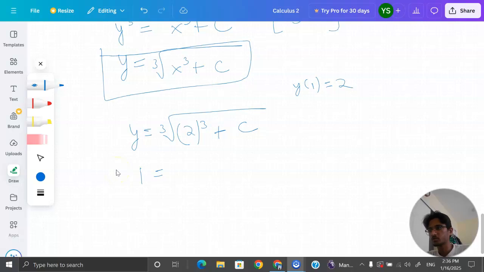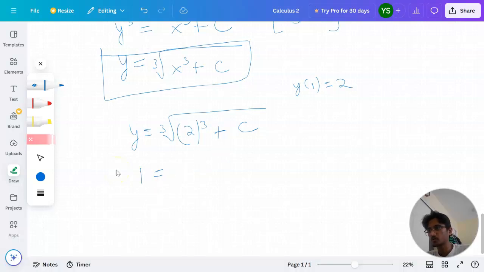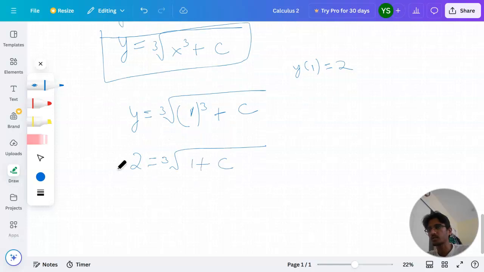Let's find the particular solution now. For that, we know that y of 1 equals 2. That's what we've been given. Next step would be to plug those values in. So 2 equals the cube root of, it's not going to be 2 cubed, guys. It's going to be 1 cubed, because that is our x value, right? So the 1 over here. So 1 cubed plus c.